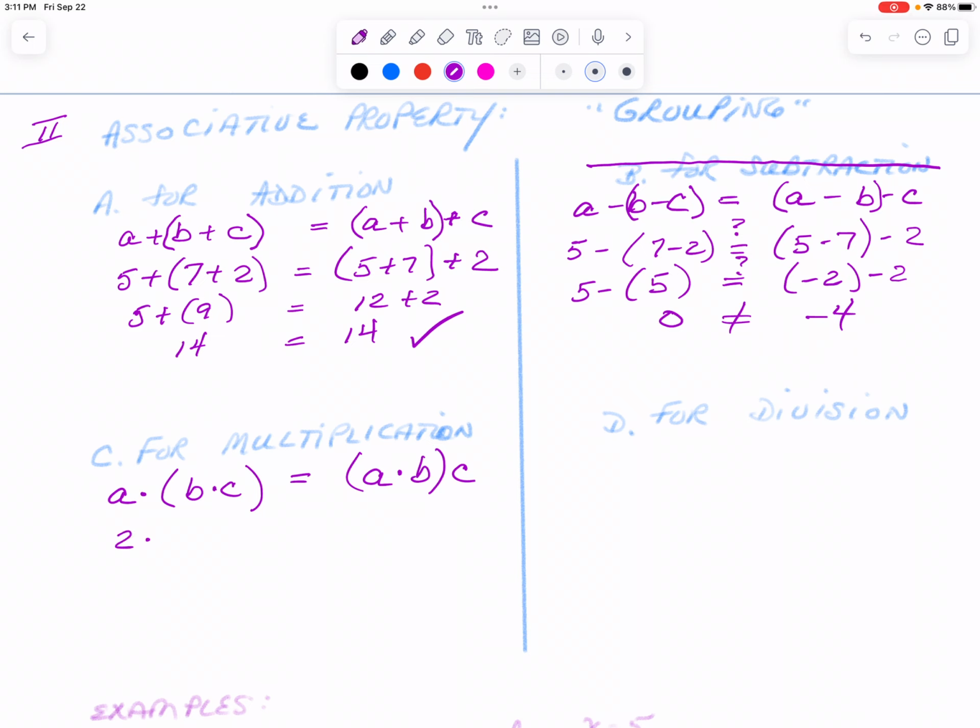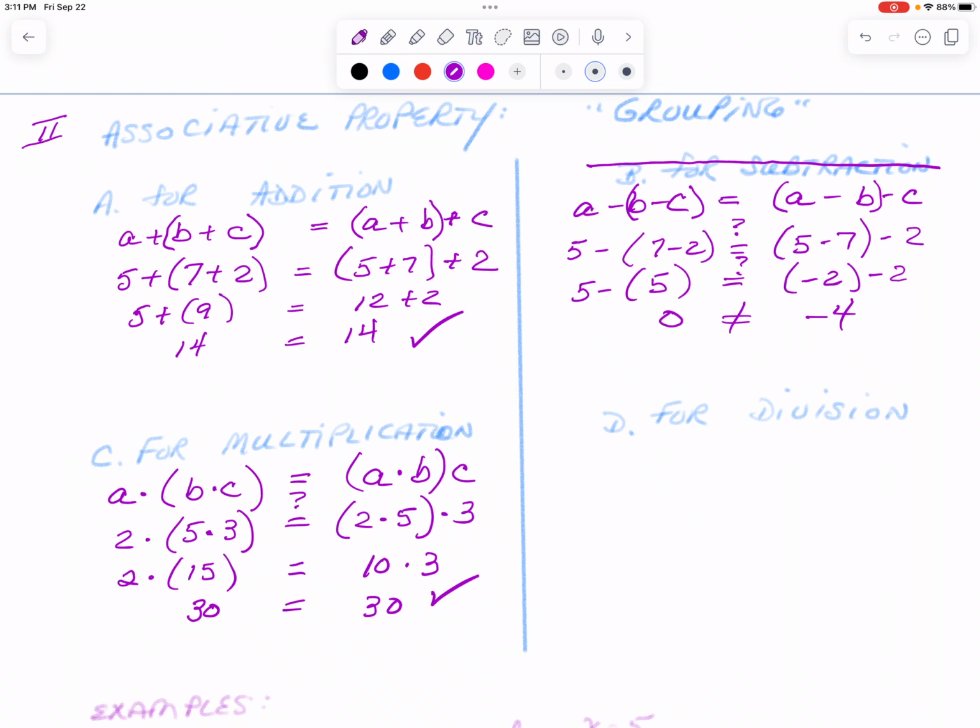Let's say 2 times 5 times 3, question mark, is that the same thing as 2 times 5 times 3? So this would be 2 times 15, which would be 30, and this would be 10 times 3, which would also be 30. So you can see that associative property holds for the operation of multiplication.